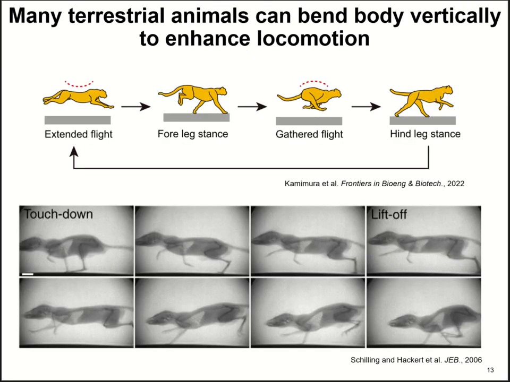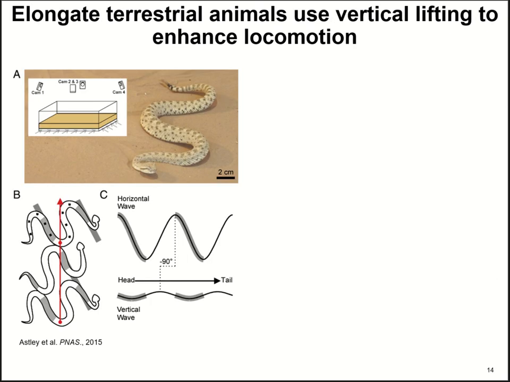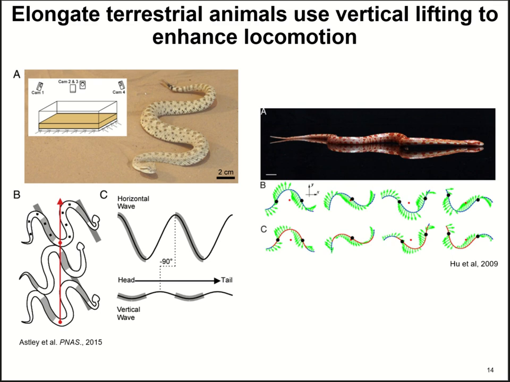Many terrestrial animals use vertical bending to enhance locomotion. Elongate terrestrial animals such as snakes also use vertical lifting in gaits such as sidewinding, where they use a superposition of the horizontal and the vertical waves at a phase difference of plus or minus 90 degrees. And they also use lifting in combination with lateral undulation to enhance locomotion. So we speculate that elongate fishes can also use vertical bending.